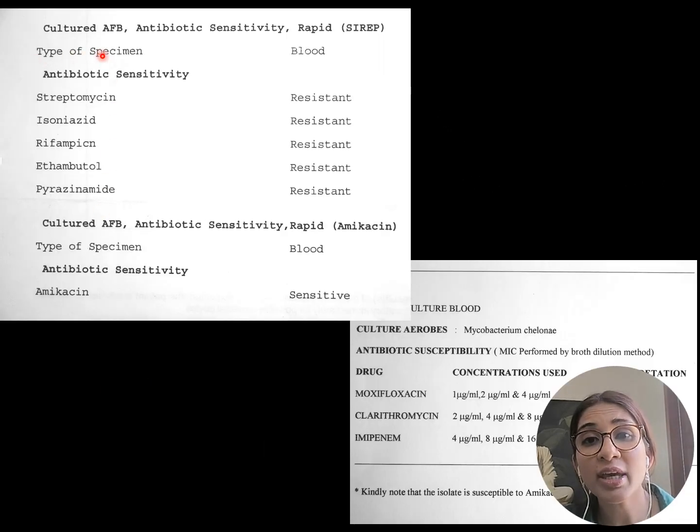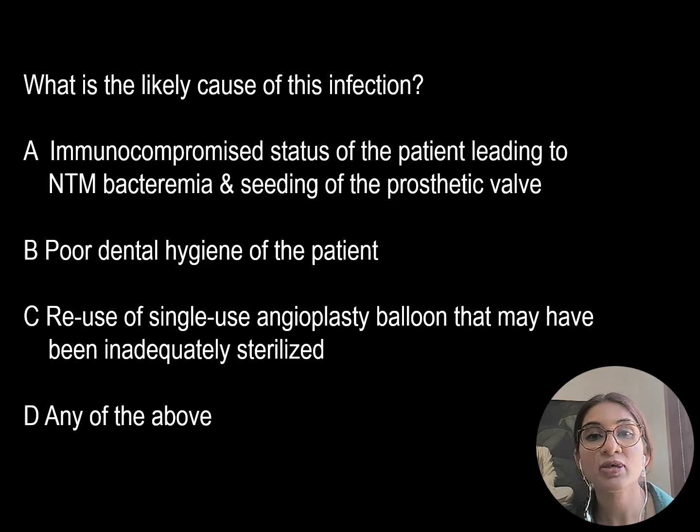The culture grew AFB bacilli, which were identified as Mycobacterium chelonae, a rapidly growing mycobacteria, with susceptibility to moxifloxacin, clarithromycin, and imipenem. As we can notice, the first-line anti-TB drugs are all resistant. They do not work for NTM, that is, RGM, rapidly growing mycobacteria.